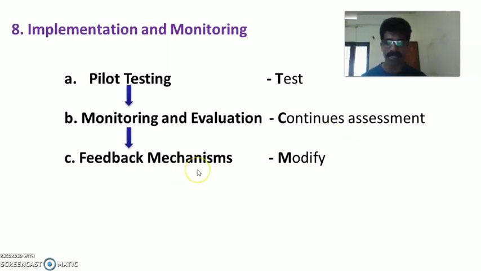Then the feedback mechanism. Collect feedback from the public on the effectiveness, both positive and negative effects, of the particular SBCC, and if necessary modify. Feedback is necessary for the modifications. So implementation and monitoring includes three steps: pilot testing, monitoring and evaluation, and feedback mechanism. That is discussed in detail.